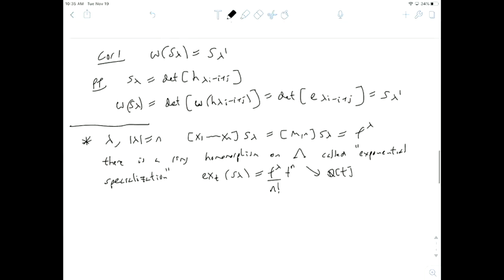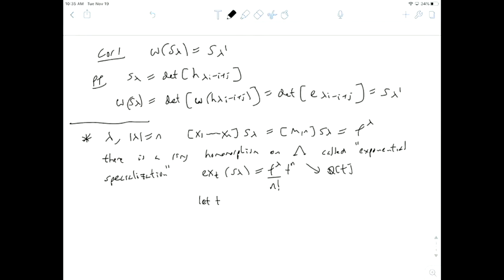Okay. So when you let T be 1, let's call this x1. When you apply this to the Schur function, you're going to get F lambda over n factorial. And when you apply it to a complete symmetric function Hn, well, in the worksheet you're going to see that the complete symmetric function of n is the same as the Schur function of one row of n. And that only has one standard tableau, just putting one everywhere. So this would be just 1 over n factorial.